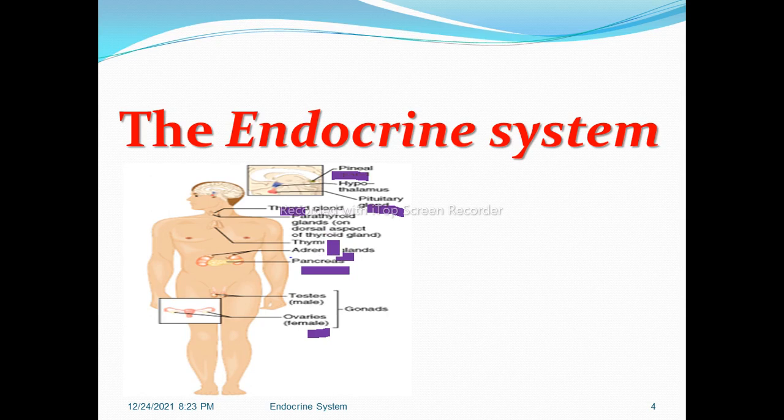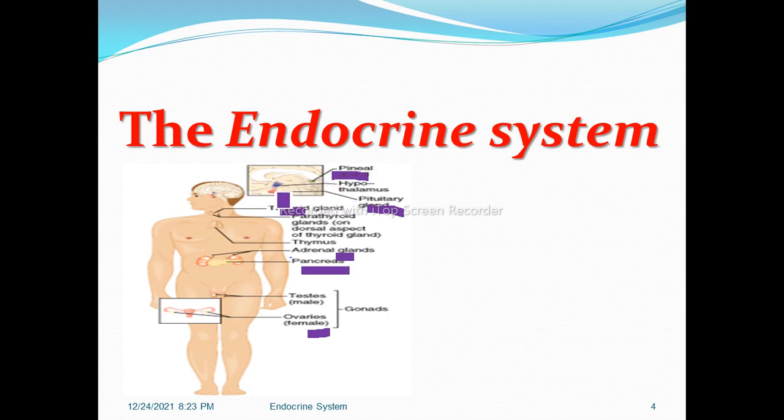The others are the thymus and the hypothalamus, which are mixed. The hypothalamus is known as a neuroendocrine organ. A neuroendocrine gland has both nervous system function as well as endocrine function. But the pineal gland, pituitary gland, thyroid gland, parathyroid gland, and adrenal glands are pure endocrine glands.